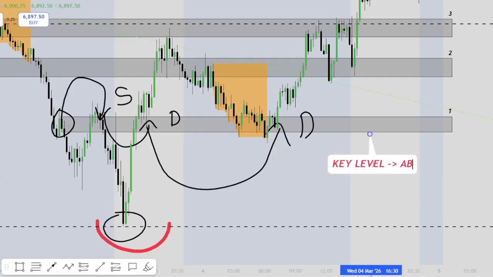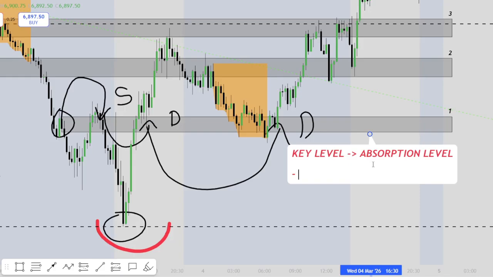Or, as I like to call them, a better word for them is absorption levels, right? Because the market does not have to respect your fair value gap or anyone's fair value gap, right? The market will gravitate towards where there are limit orders. And I'm going to be breaking this down. So limit orders are what creates levels. Limit orders create levels, right?